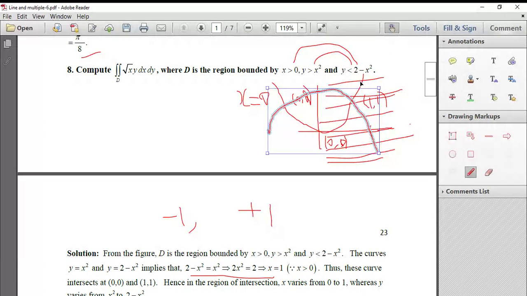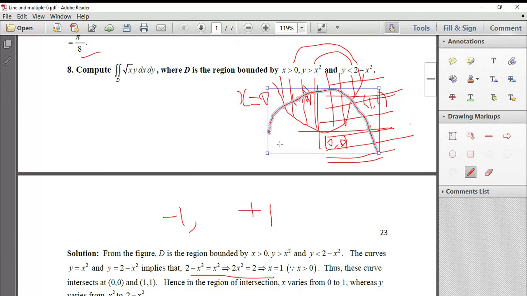There you have y is equal to x square, but below this you have y less than x square, and above this you have y greater than x square. So above this curve you have y is greater than x square. Then where you have y is less than 2 minus x square? So this is your curve, y is equal to 2 minus x square. Above this, y is greater than 2 minus x square. Below this, you have y less than 2 minus x square.